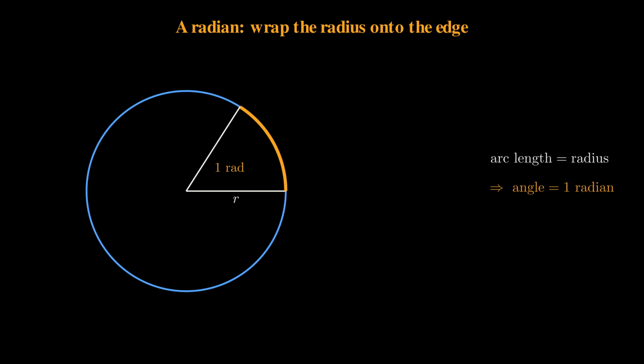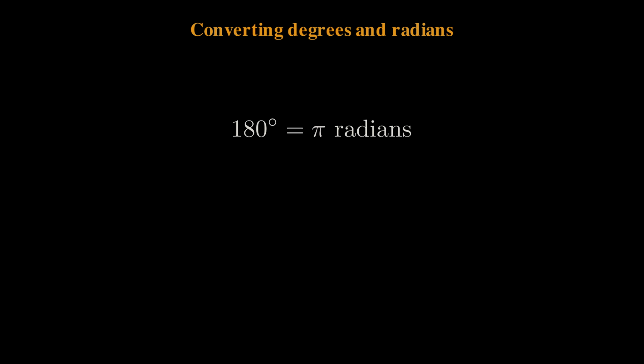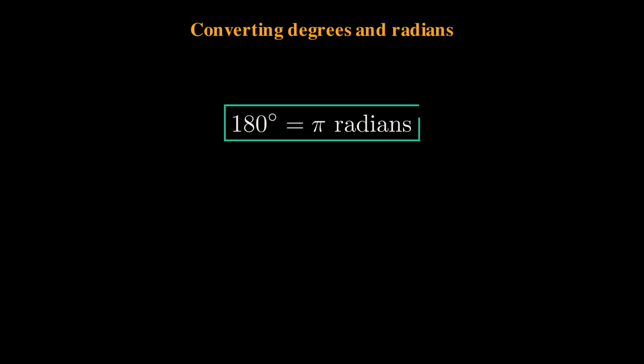And since the whole circumference is 2 pi radii long, one full turn around the circle is exactly 2 pi radians. That single fact, 2 pi radians in a full circle, is the bridge between radians and degrees. Because a full circle is 2 pi radians and also 360 degrees, half a circle gives the one equation you need. 180 degrees equals pi radians. Everything else follows from that.